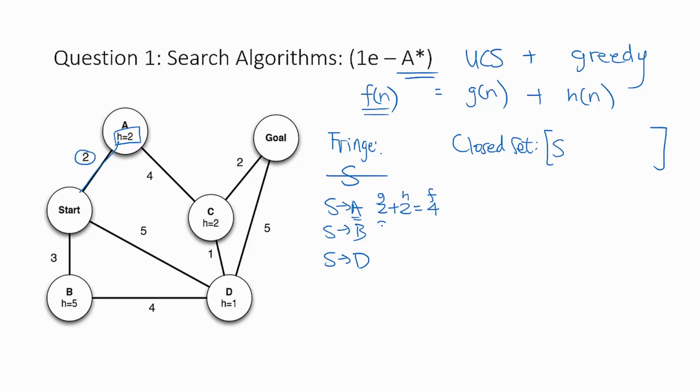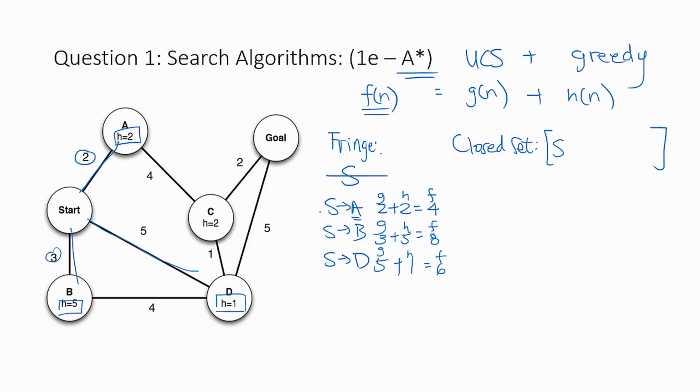Similarly, the G cost for S to B, that's 3. And the H cost is the heuristic at B, so that's 5. Means a total cost of 8. For S to D, the G cost here is 5, and the heuristic at D is 1, so the F cost here is 6. Okay, great.